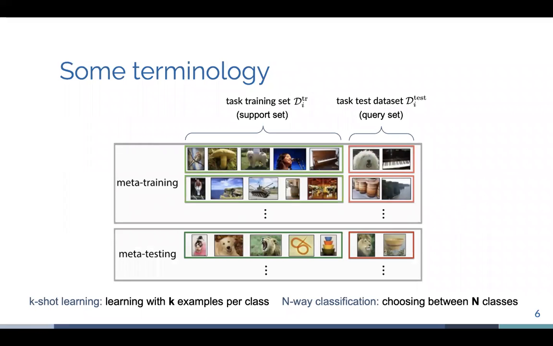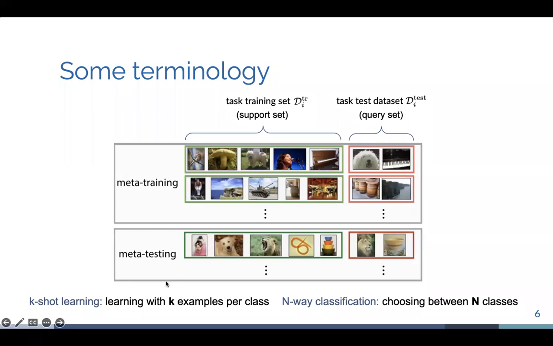Some terminology is shown here. Meta learning consists of two parts, meta training and meta testing. In each part, we have a support set, D train, and also a query set, D test. We use the support set to update the base learner's weights, and we use the query set to update meta parameters so that our model can provide optimized initial weights for the base learner.